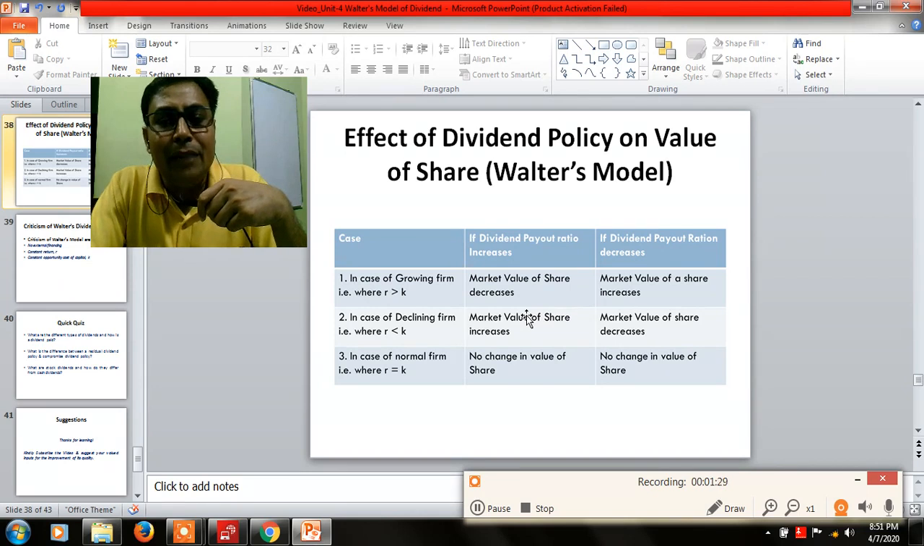And the same in case of the declining stage: the market value of share will increase if the dividend payout ratio increases, and vice versa. In the normal firm, if the internal rate of return is equal to the cost of capital, there will be no change in the value of share, whether the dividend payout ratio is increased or decreased.